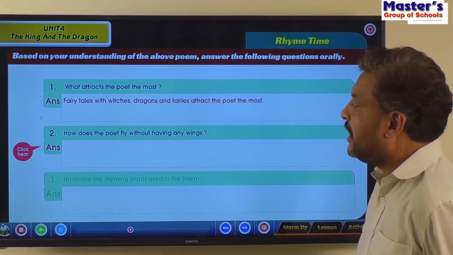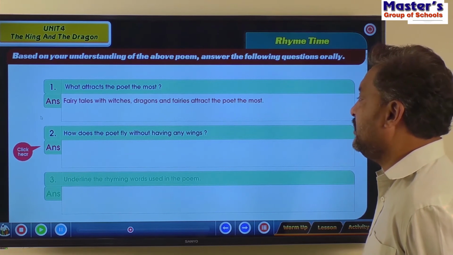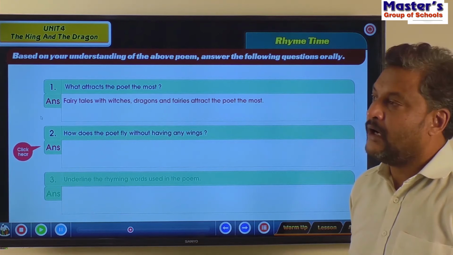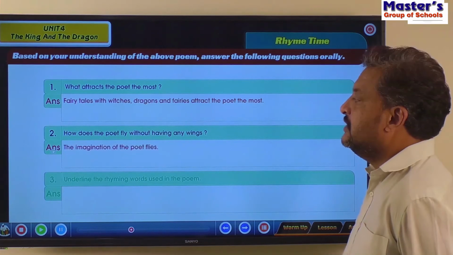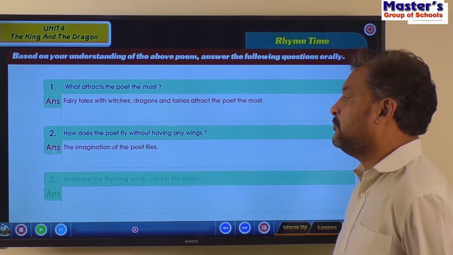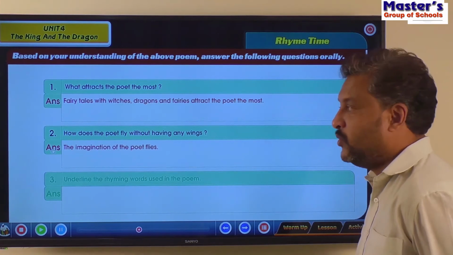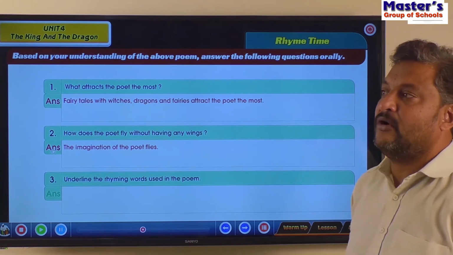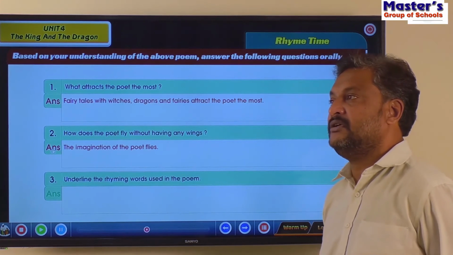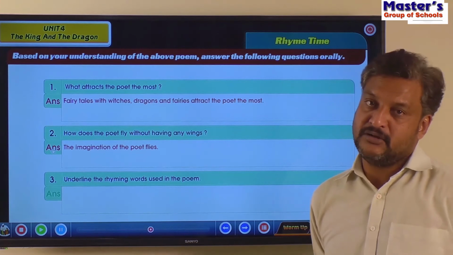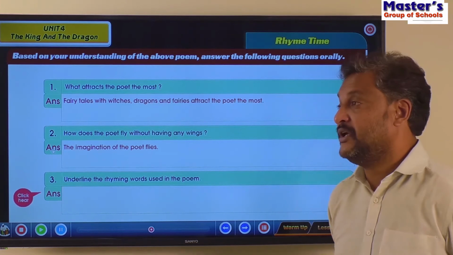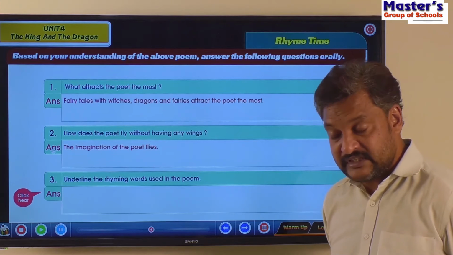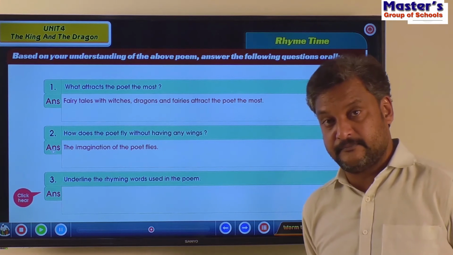Second question, how does the poet fly without any wings? Answer, the imagination of the poet flies. So, the poet was able to fly not because he had any wings, but he flew with his wings of imagination. Okay? So, he was imagining as if he was flying.